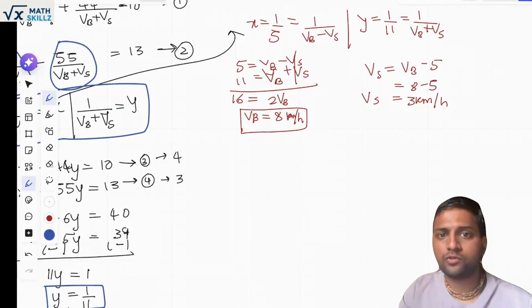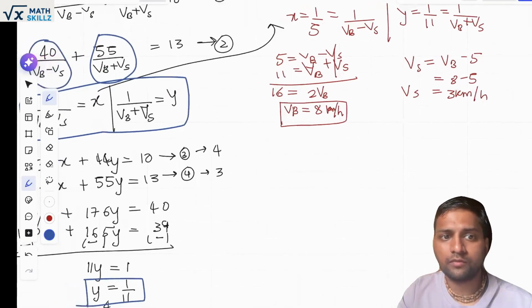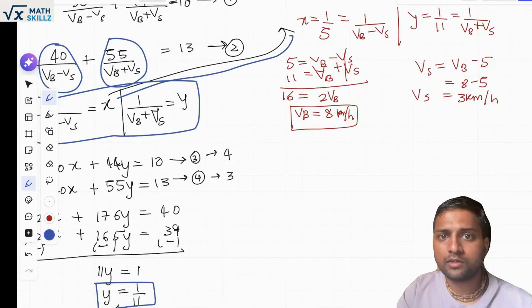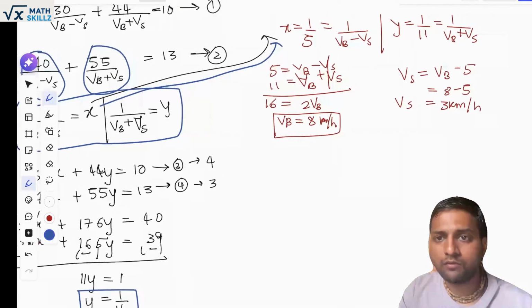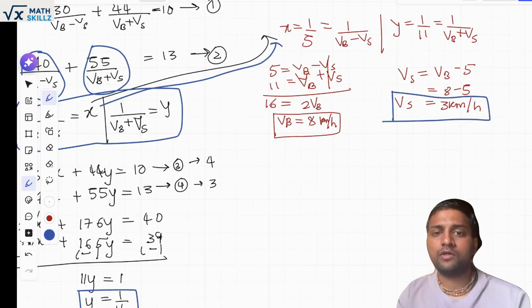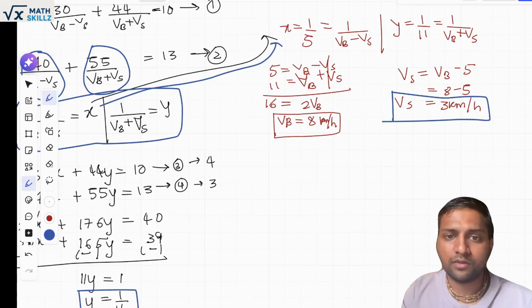So now let us substitute in these equations here. x equals 1 by 5, which equals 1 by Vb minus Vs, and y equals 1 by 11, which equals 1 by Vb plus Vs. We'll get 5 equals Vb minus Vs, and 11 equals Vb plus Vs. Adding these, we'll get 2Vb equals 16, Vb equals 8, and Vs equals 3 kilometers per hour. This is the value of the speed of the boat in still water and of the stream, which was to be found.